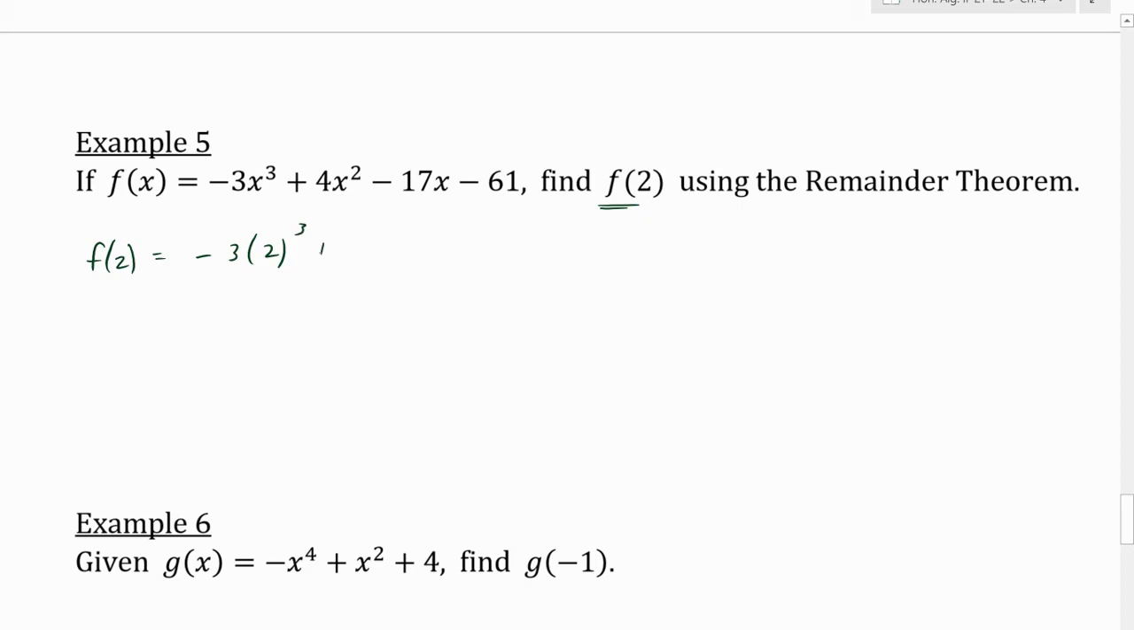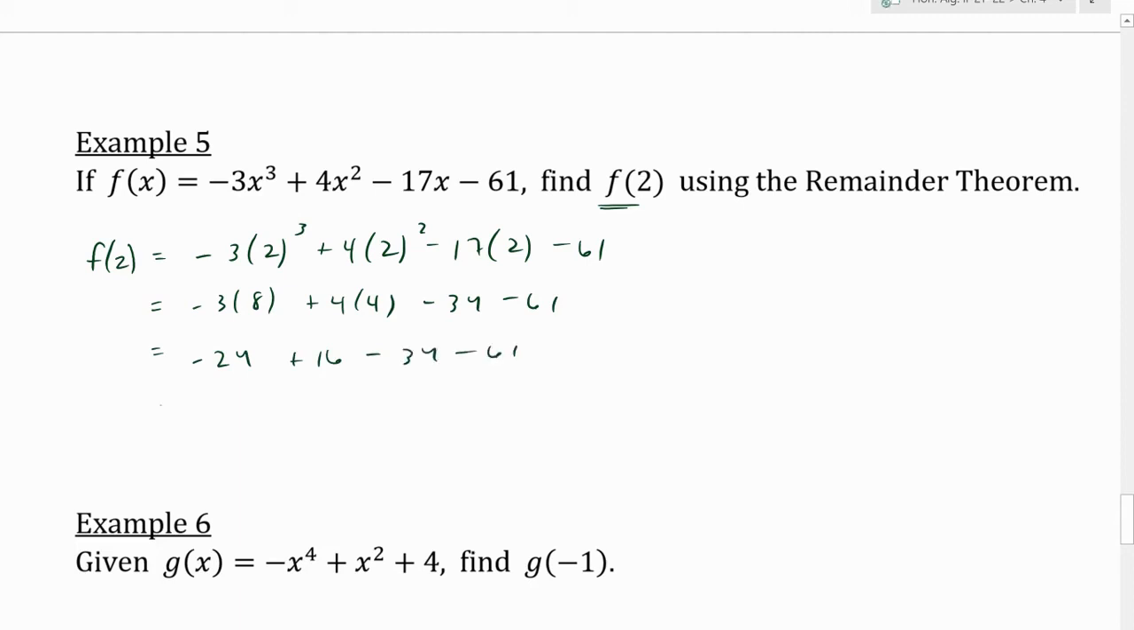I can do this, which will work all day. That's negative 3 times 8. So negative 24 plus 16 minus 34 minus 61. Negative 8. Down there we got what? Negative 95 to work with. So negative 103, which is not bad. You've been doing this for years. But look what else I can do.